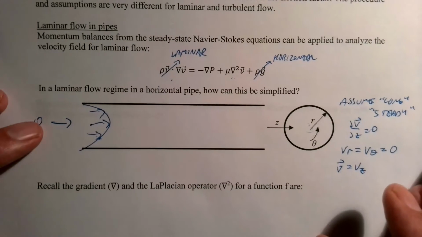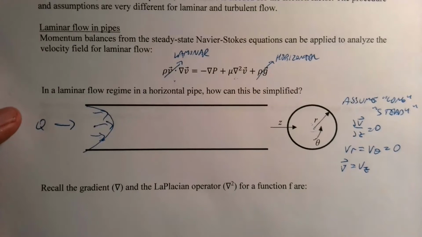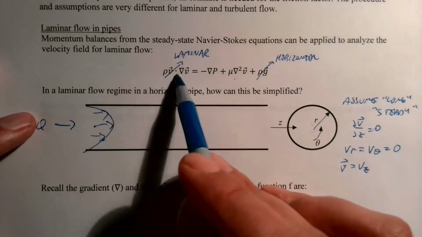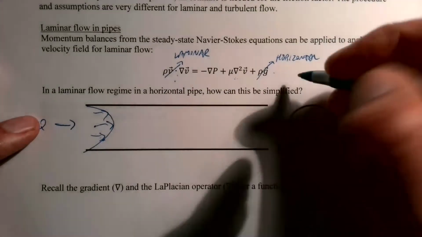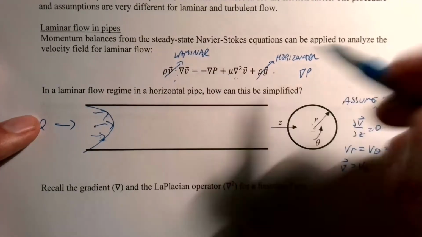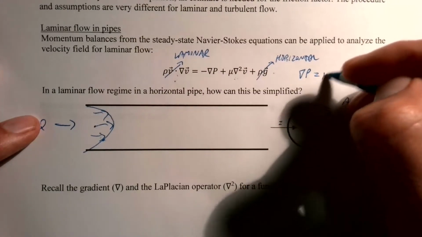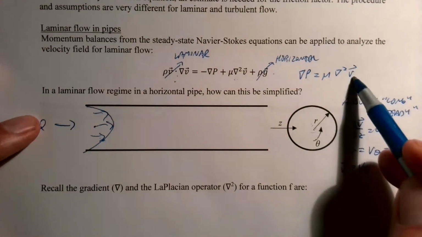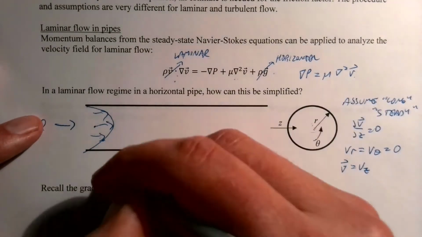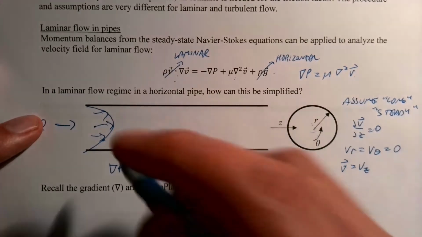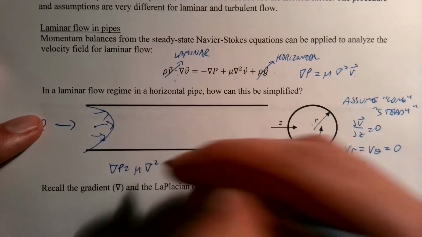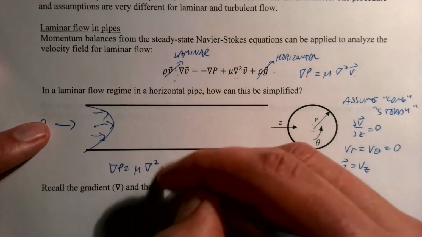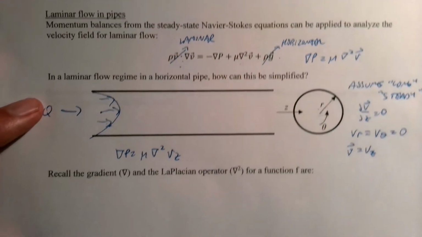So all these assumptions are going to allow this to become a little simpler. So we got rid of those 2 terms, which means that we're just left with del P, if I move it over, is equal to mu del squared v, and then we said that v, in del squared v, is just going to be vz because the other two components are going to be 0.